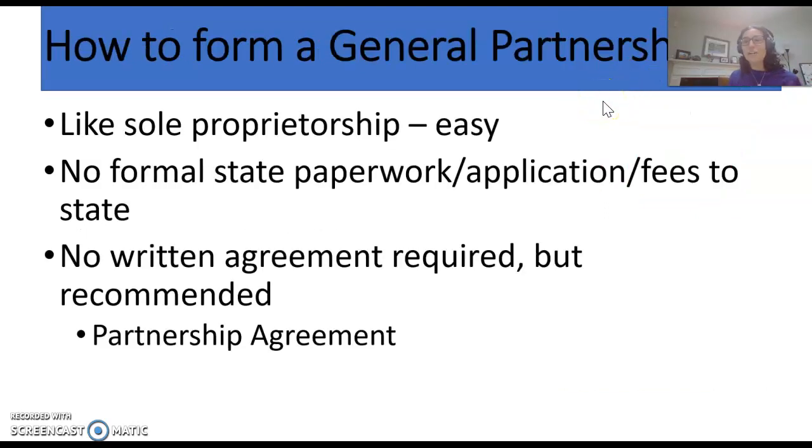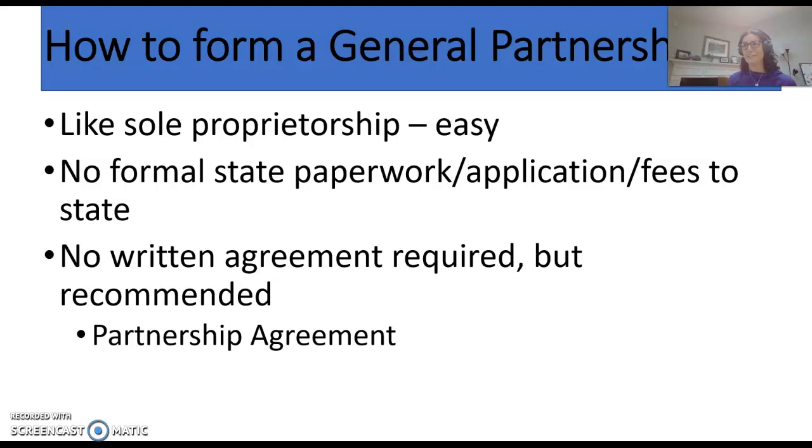For example, how do you form a general partnership? It's also really easy to form a general partnership. The state of Massachusetts and the other 50 states don't require the filing of special paperwork to designate yourself as a general partnership. Really, you just need 2 people to get together and say, let's be business partners, and you have formed a general partnership. Just like if you woke up in the morning one day and said, I would like to run my own business, and you operate yourself as a sole proprietorship. So it's pretty easy to form a general partnership.